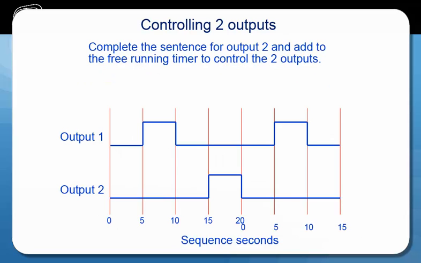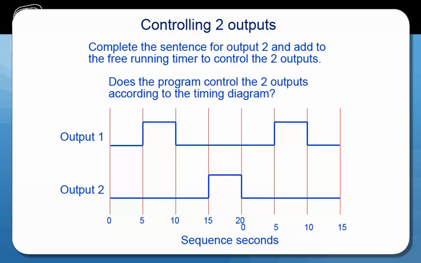Complete the sentence for output 2 and add to the free running timer to control the 2 outputs. Does the program control the 2 outputs according to the timing diagram?